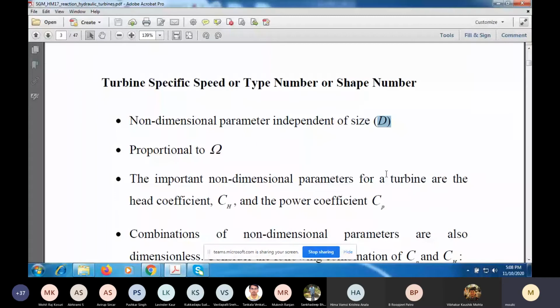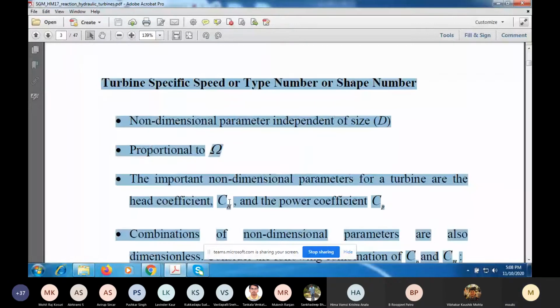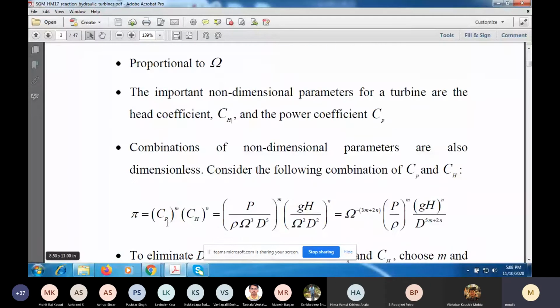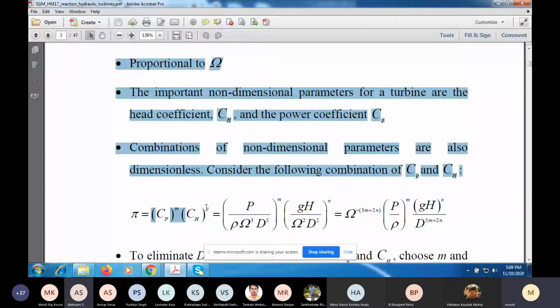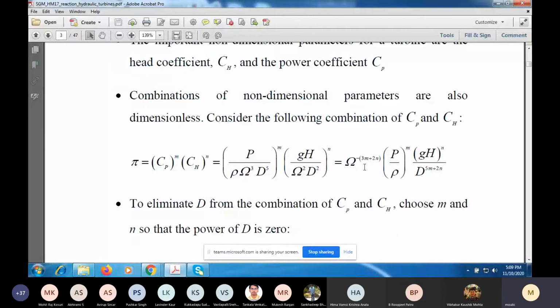As we have seen in the case of a turbine, Cp is an important parameter and Ch is also another important parameter. So we'll consider a combination of Cp and Ch, and combinations of dimensionless parameters are also non-dimensional. So let us look at a pi parameter, which is Cp raised to the power m, and CH raised to the power n. So we can write it as omega to the power minus 3m plus 2n multiplied by rho raised to the power m into gH raised to the power n, and then you will have D raised to the power 5m plus 2n. Now you want to choose m and n, these two exponents, such that this pi parameter is proportional to omega.